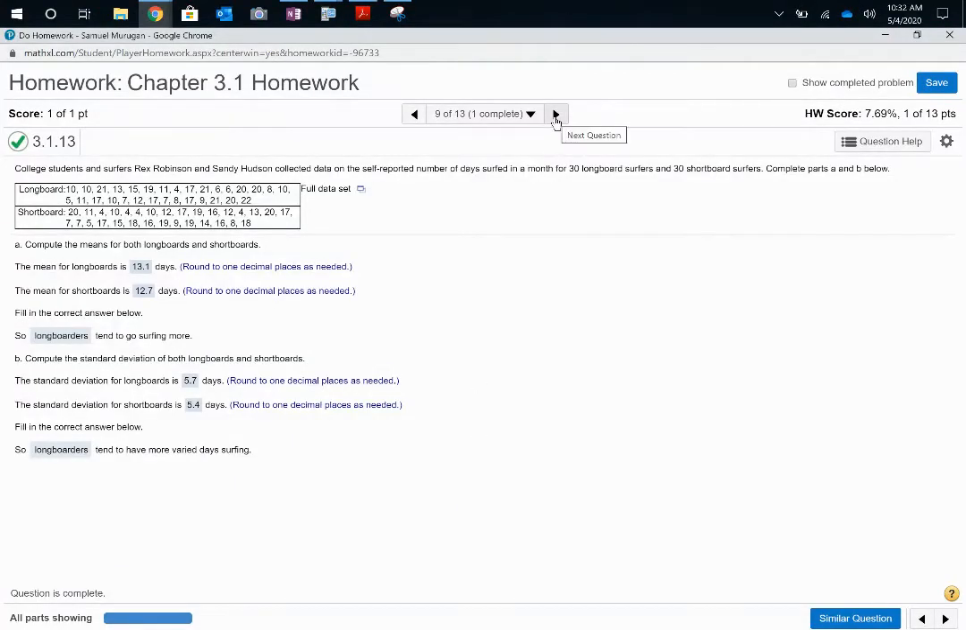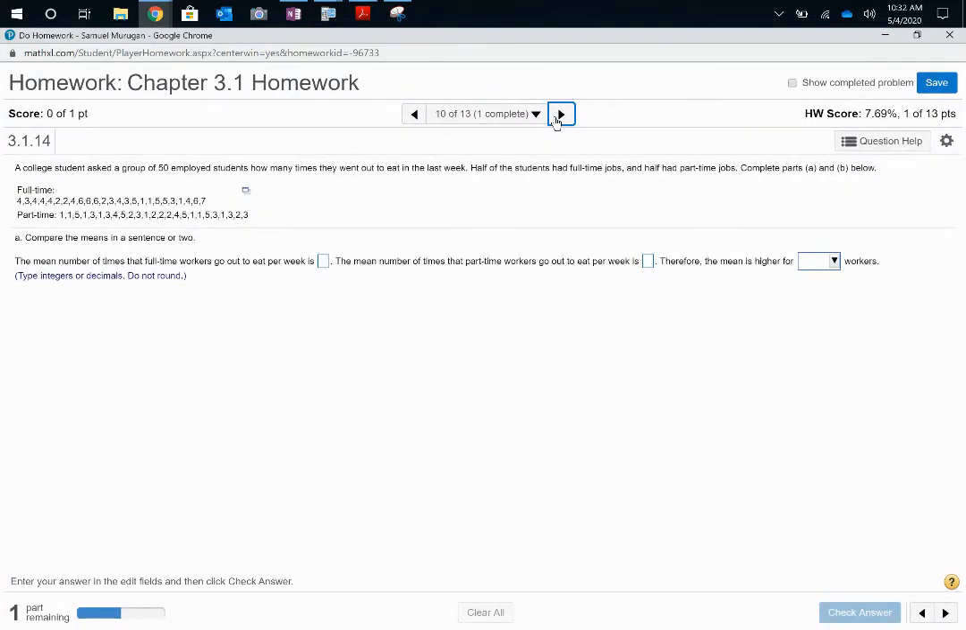Okay, then I want to also do another StatCrunch question, which is question 10 on your homework. A college student asked a group of 50 employed students how many times they went out to eat in the last week. Half of the students had full-time jobs and the other half had part-time jobs. So two sets of data here, full-time and part-time.